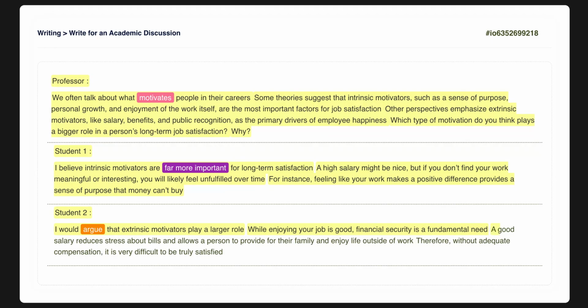A good salary reduces stress about bills and allows a person to provide for their family and enjoy life outside of work. The student argues that a job's purpose is to provide for a lifestyle, meaning the satisfaction comes from what the money buys, not the work itself. Therefore, without adequate compensation, it is very difficult to be truly satisfied. The conclusion here is that adequate compensation, or a fair salary, is the non-negotiable requirement for happiness in any career.